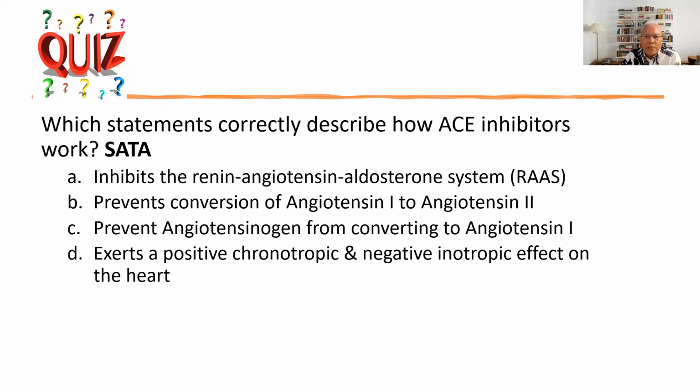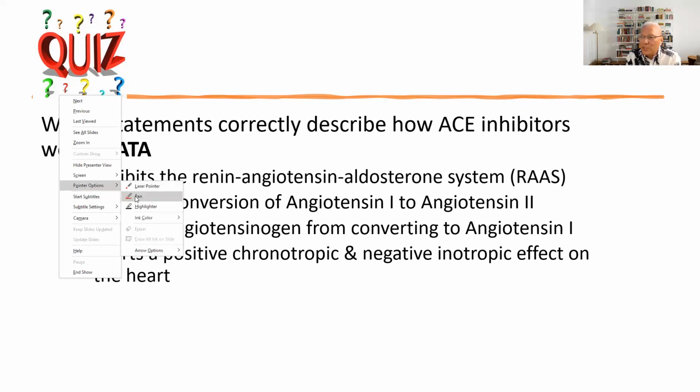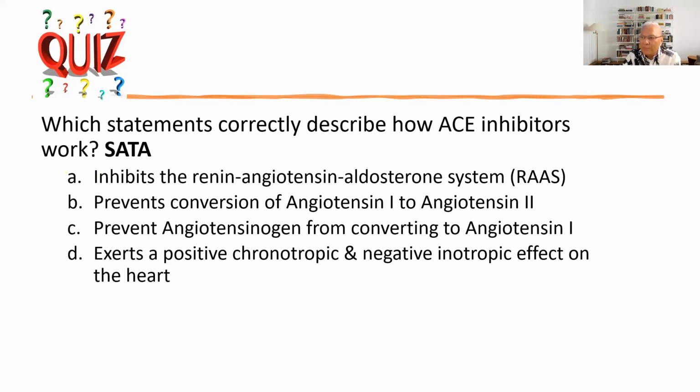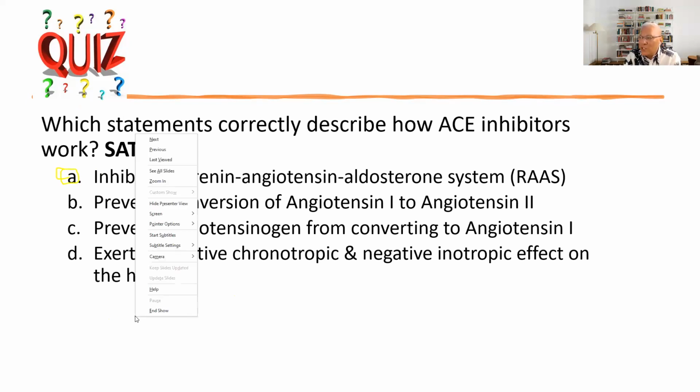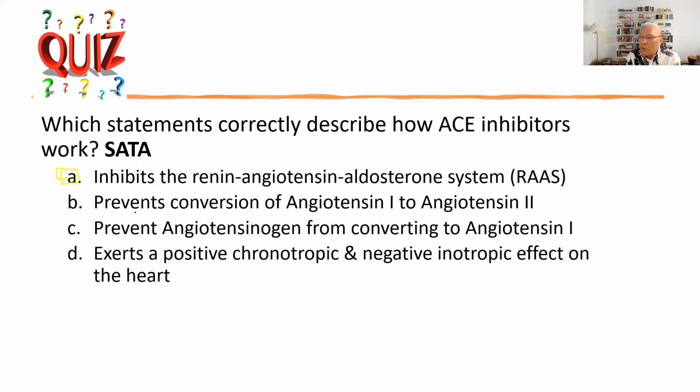Okay, so let's see what the correct answer is. The correct answer is letter A. It inhibits the renin-angiotensin-aldosterone system. So that is correct. So let me just indicate the answer here so that we will not forget it. And letter B prevents conversion of angiotensin 1 to angiotensin 2, which is also a correct response. So A and B are correct.